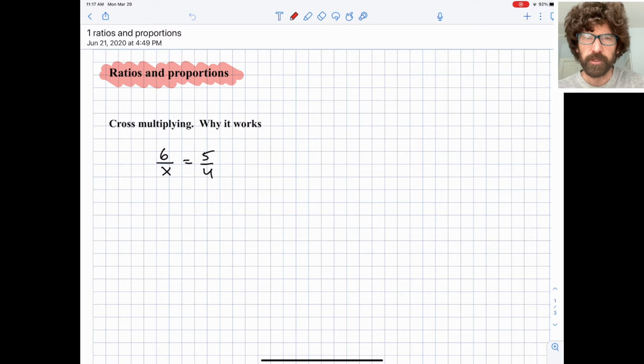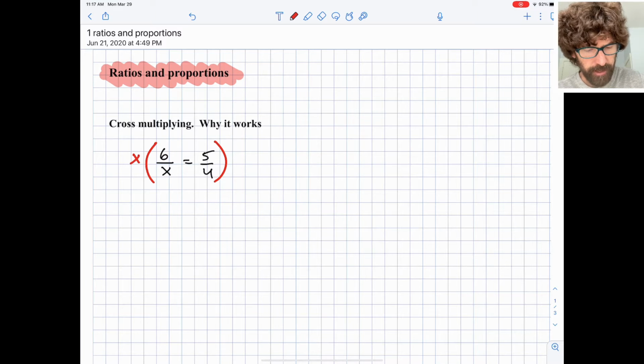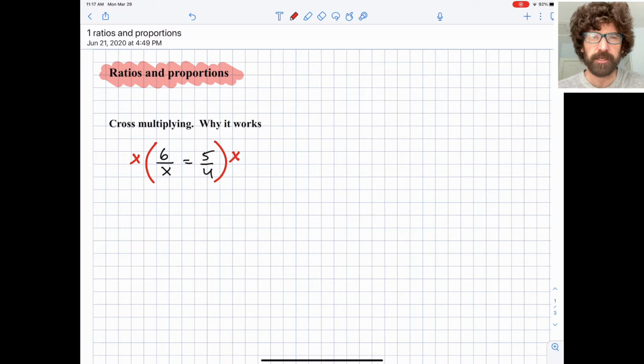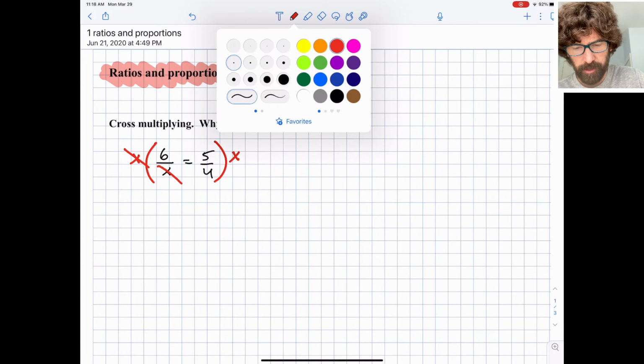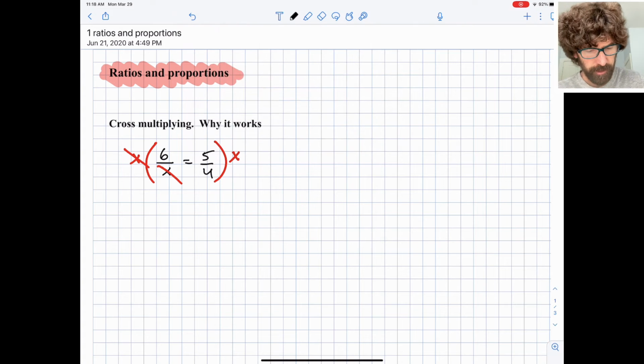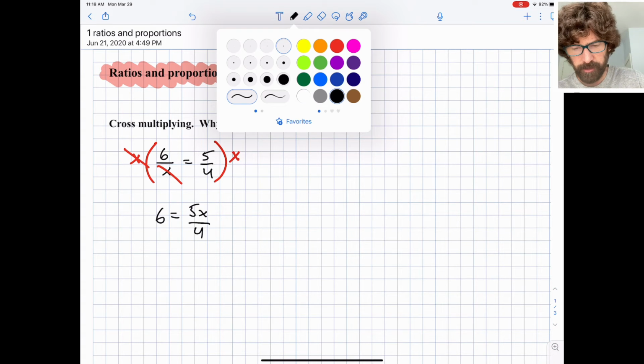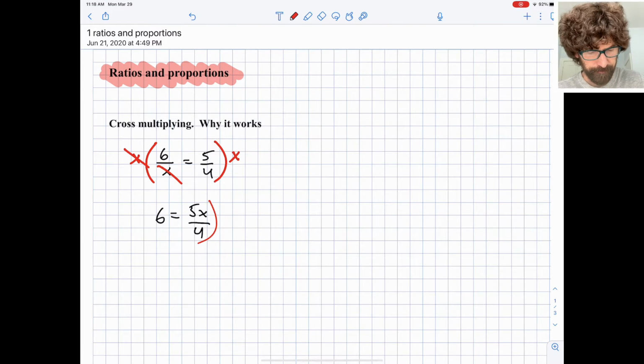So let's multiply both sides by x first. We're going to do that because we want to get x up and out of the denominator. Okay, so these x's will cancel, and we end up with 6 equals 5x over 4. Now next let's multiply both sides by 4. And these 4's will cancel, and we'll get 24 equals 5x.